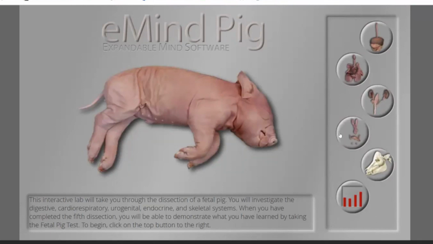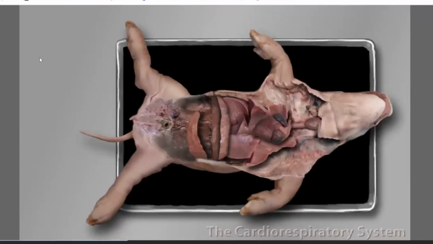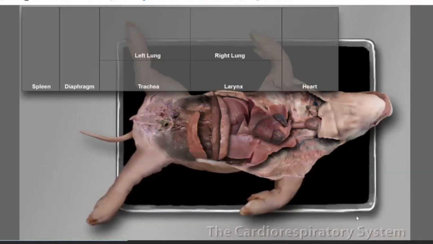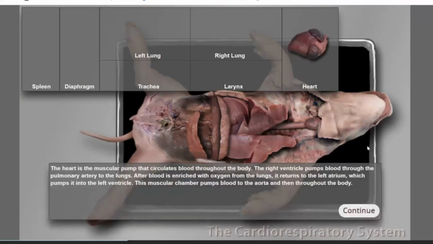All right, if there aren't any questions, the next system we're going to talk about is the cardiovascular and respiratory system. So that's mainly your heart and your lungs. The first organ that we're going to talk about is the heart. The heart is responsible for pumping blood all throughout your body, and that blood is delivering oxygen to all of your tissues.